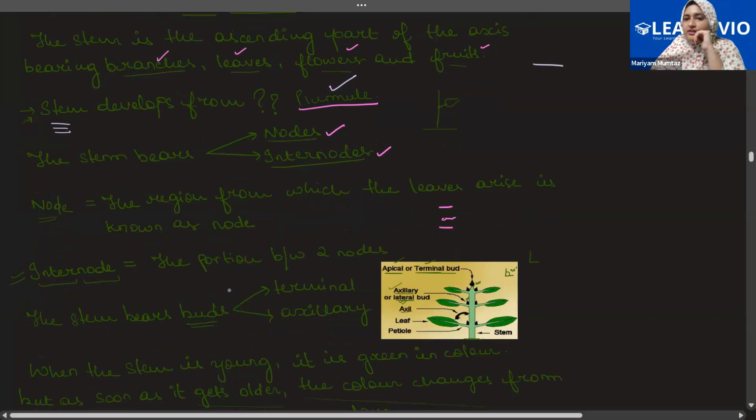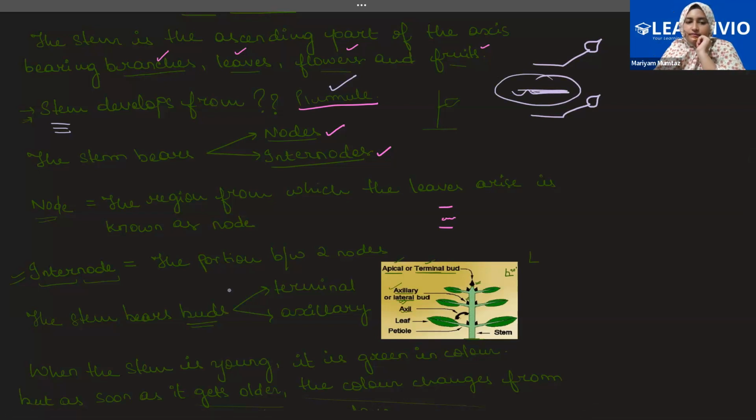For example, if this is one node and it will give rise to the leaf, this is another node and it will give rise to another leaf. So this part is the part where the internode comes. Okay, this is the part from where it arises. Clear? Any doubts up until now? No, ma'am. Okay.